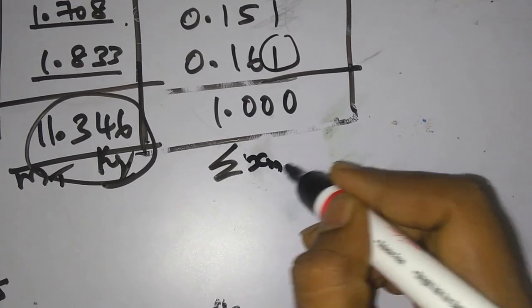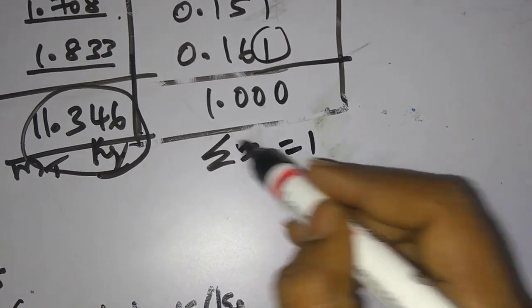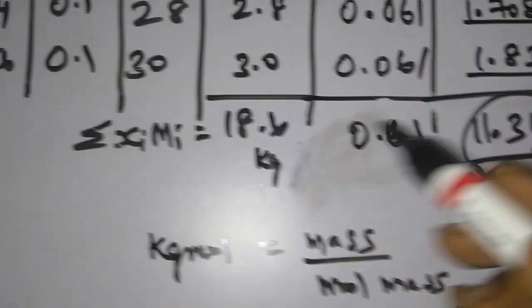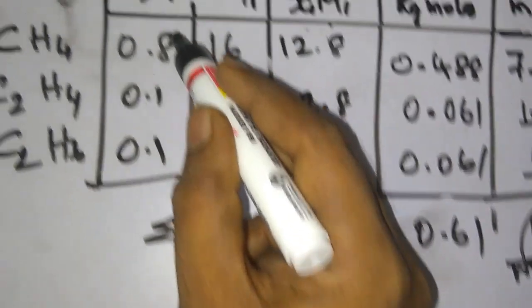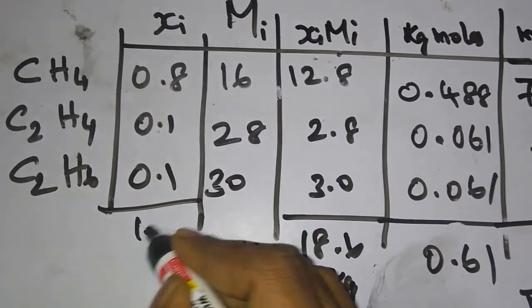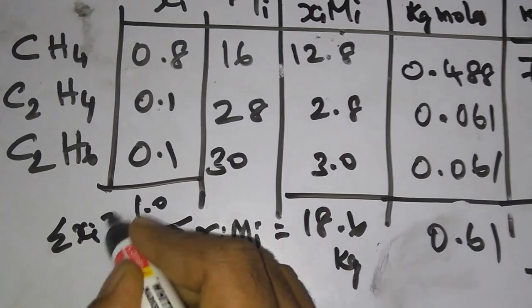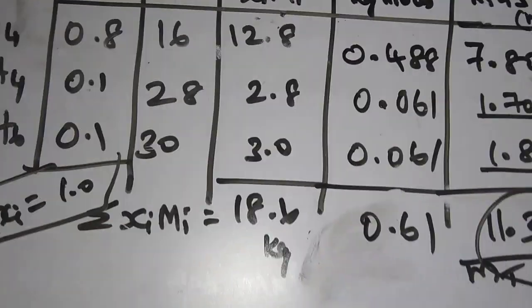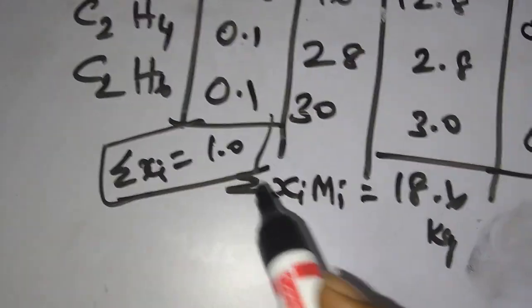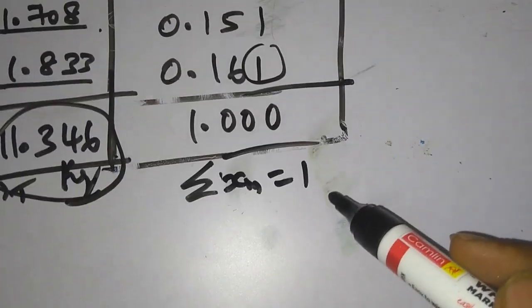Let me say the summation of xm is equal to 1. Summation should be equal to 1. Even the same is for here, right? Given data 0.8, 0.1, 0.1, total is 1. The summation of xi is equal to 1. So this we have to cross verify always, either in the given data or the one which we are calculating.